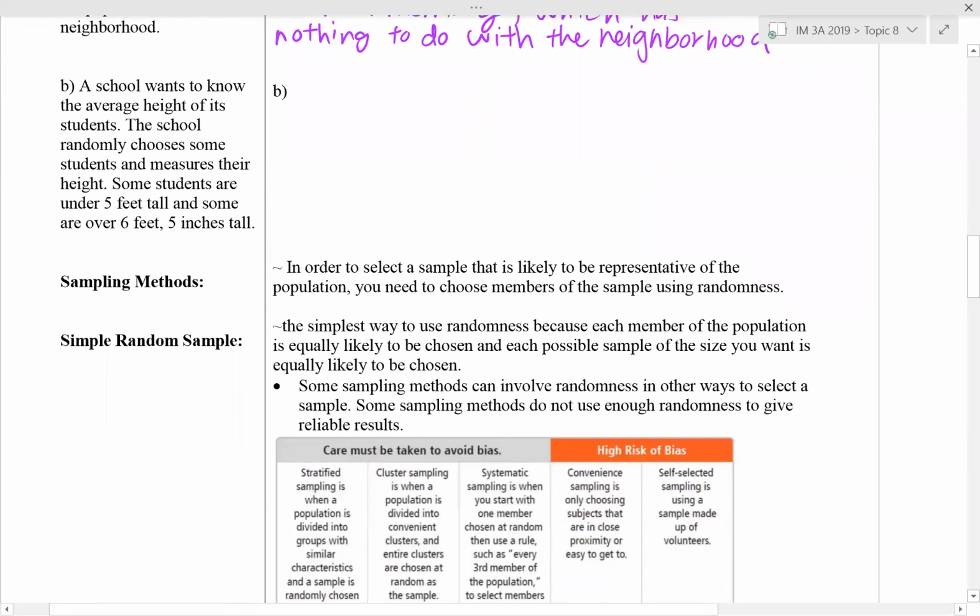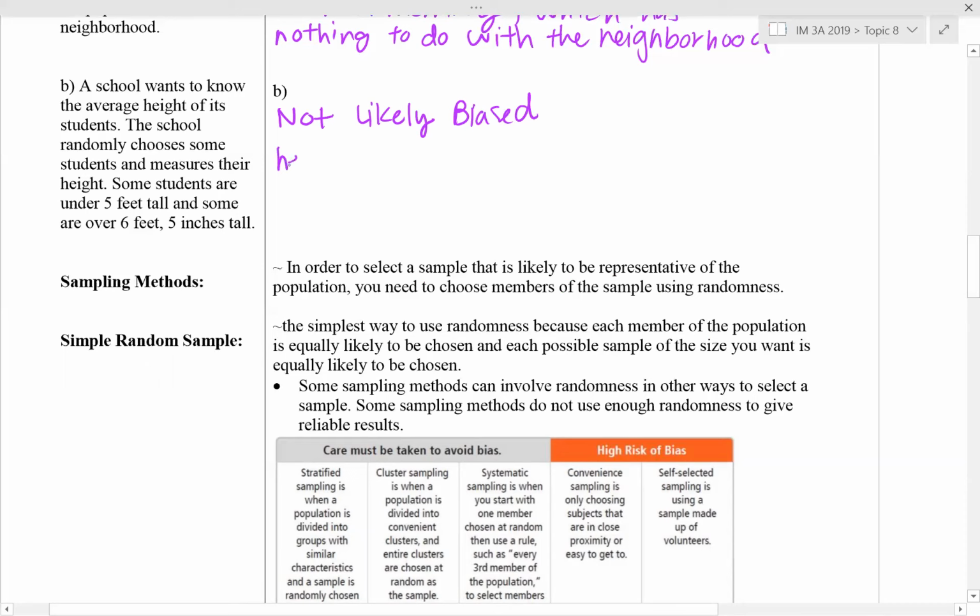So then for sample B, we've got a school that wants to know the average height of its students. The school randomly chooses some students and measures their height. Some of the students are under 5 feet tall, and some are over 6 feet, 5 inches tall. So if we think about teenagers, their heights are varied. And so if I'm representing a school, is it likely that I have many people at that school that are under 5 feet tall and many people that are over 6 feet tall? Probably, right? That's something that varies naturally. And so it's okay for a random sample to contain extremes. Okay? So this is not likely biased for that reason.